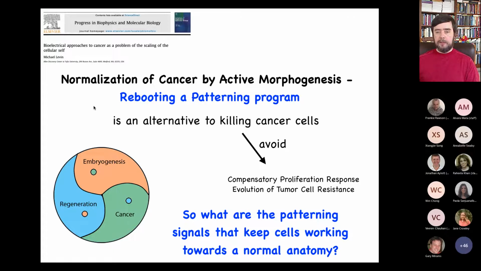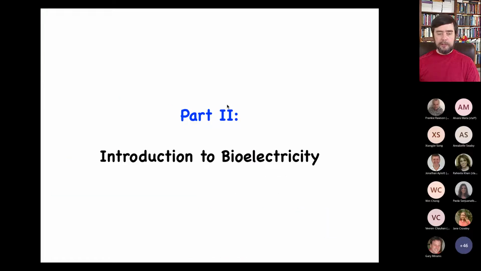But the idea is that if all of this is correct, what we might be able to do is reconnect these cells to the network that operates this patterning program. So the idea is not necessarily to kill these cells, but to actually potentiate their working together towards normal morphogenesis, which requires us to ask, okay, what are the patterning signals that bind individual cells with individual cell-level goals into a large-scale entity that's going to undergo morphogenesis? And so this is where bioelectricity comes in.